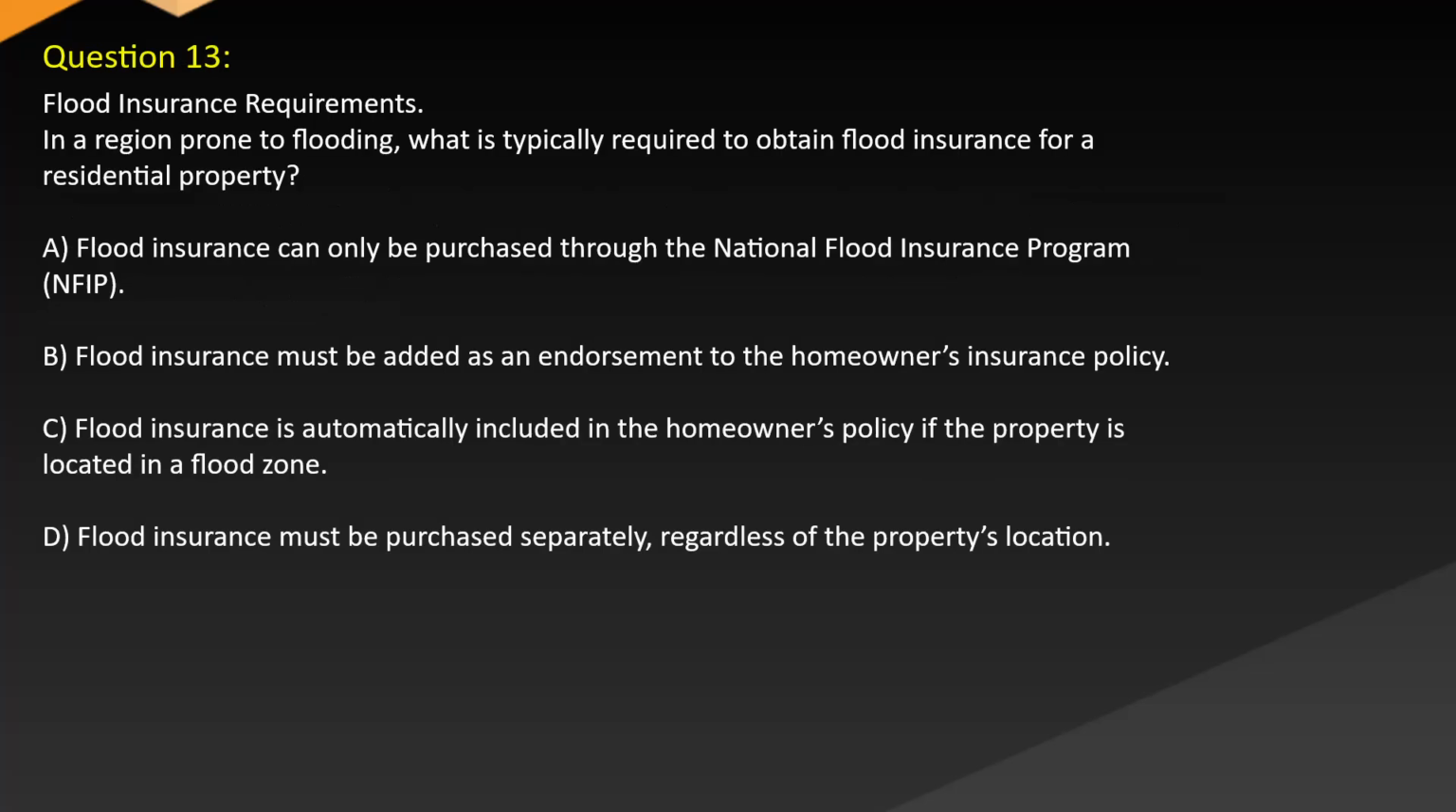Question 13. Flood insurance requirements. In a region prone to flooding, what is typically required to obtain flood insurance for a residential property? A. Flood insurance can only be purchased through the National Flood Insurance Program, NFIP. B. Flood insurance must be added as an endorsement to the homeowner's insurance policy. C. Flood insurance is automatically included in the homeowner's policy if the property is located in a flood zone. D. Flood insurance must be purchased separately regardless of the property's location.